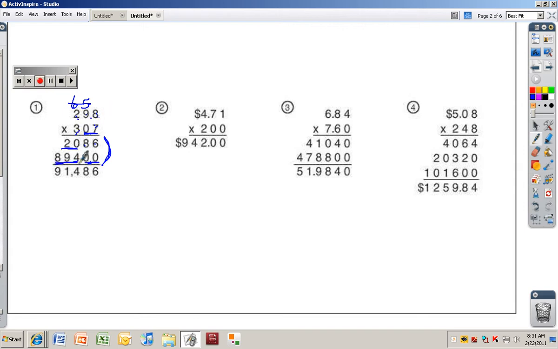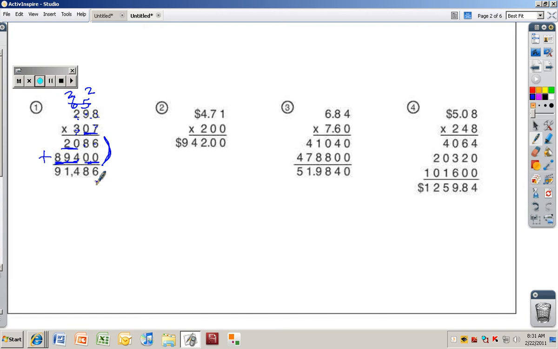8 times 3 is 24, carry the 2. 9 times 3 is 27, plus 2 is 29, carry the 2 again. 2 times 3 is 6, plus 2 is 8. And then we add together to get our final answer down here.